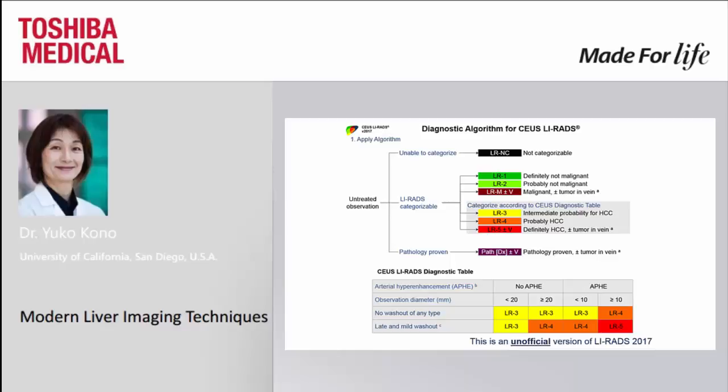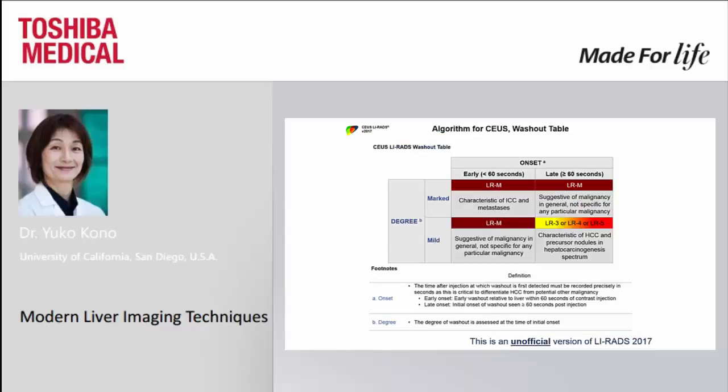And to diagnose LI-RADS 5 or 4 or 3, depending on the size and arterial enhancement, it needs to have a late and mild washout. Other ones are classified to be LI-RADS M. Again, HCC can be in the LI-RADS M category, but we want to be specific when we call it LI-RADS 5.